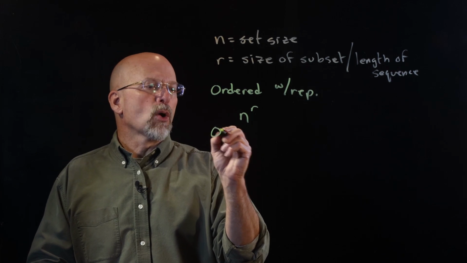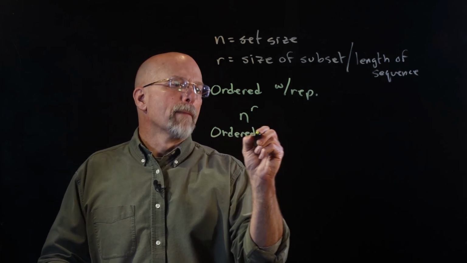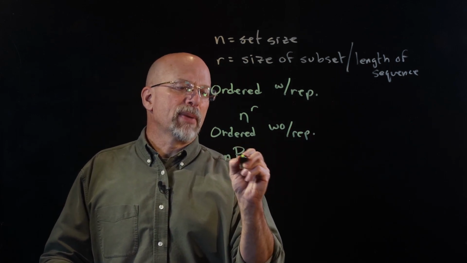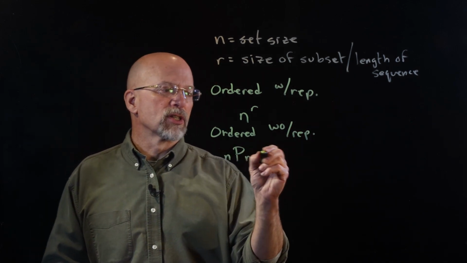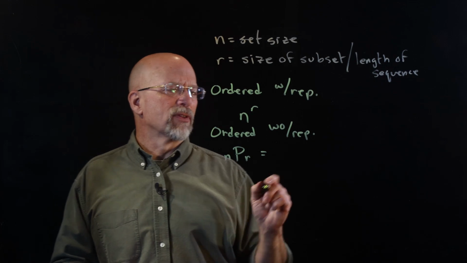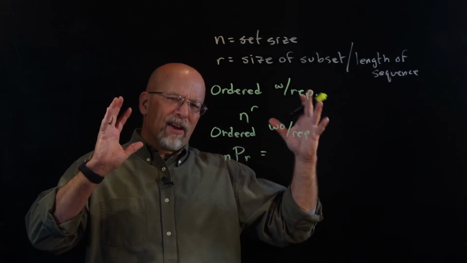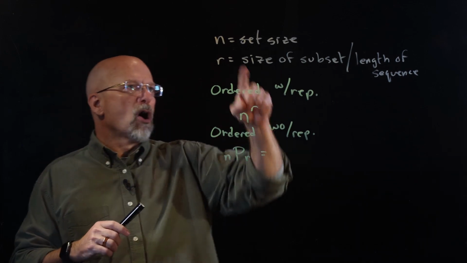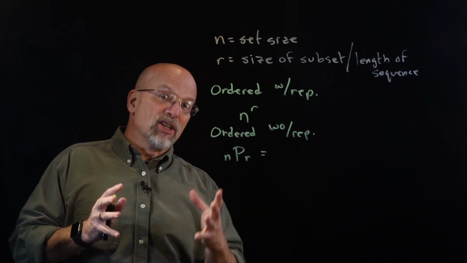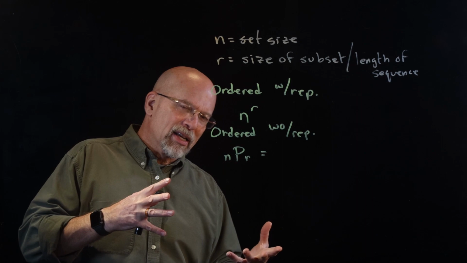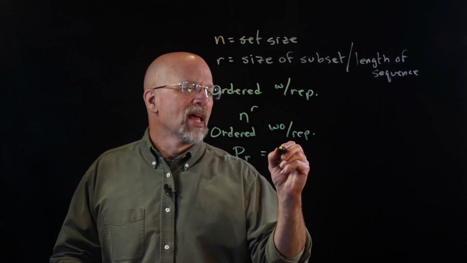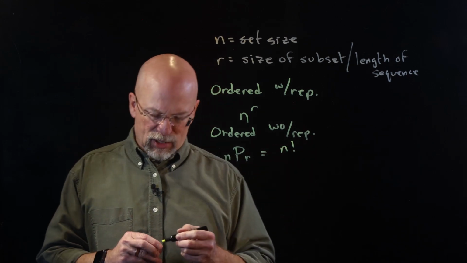Now, if we did ordered, but without repetition, we had these permutations, nPr, and there was an expression for this. If you think about it, if we were going to order our sequence from all n elements, we'd have n to choose from for the first digit, n minus 1 for the second digit, n minus 2 for the third, and so forth. That ends up being n factorial.